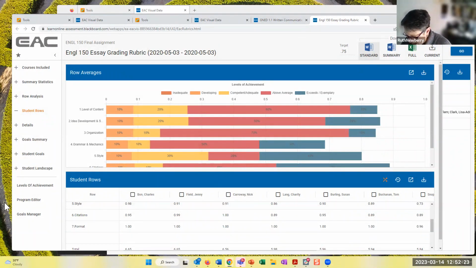Now, I know we're going to run out of time. This always happens because tests and rubrics always require a bit more information.